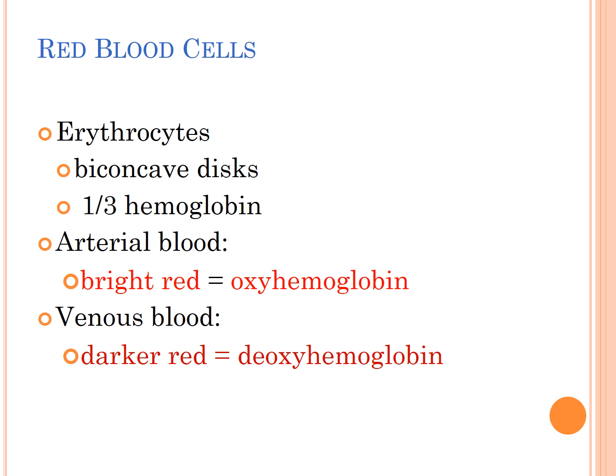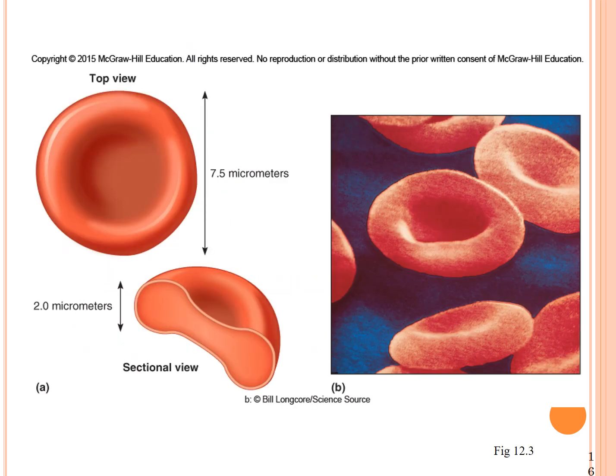In arterial blood, erythrocytes appear bright red due to the presence of oxyhemoglobin. In venous blood, where some of the hemoglobin has been deoxygenated, the blood will look a little darker. Here you can see how narrow the red blood cells are in the center, the tops and the bottom.